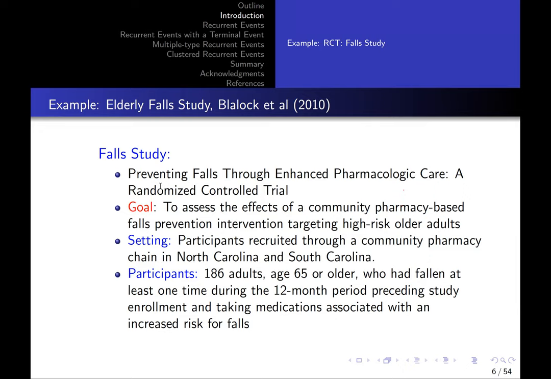The main goal was to assess the effects of community-based pharmacies to prevent falls, targeting high-risk adults. Our participants were recruited from a community pharmacy chain in North and South Carolina in the US. The eligibility criteria was that the participant has to be 65 years or older, who had fallen at least once during the last 12-month period before the study enrollment, and was taking medication associated with increased risk of falls. What type of medication, if you ask? It can be barbiturates, painkillers, benzos and other things that cause dizziness. A total of 186 adults participated in the study.